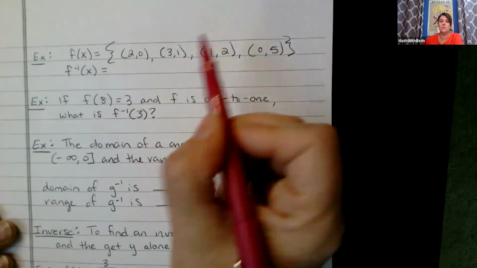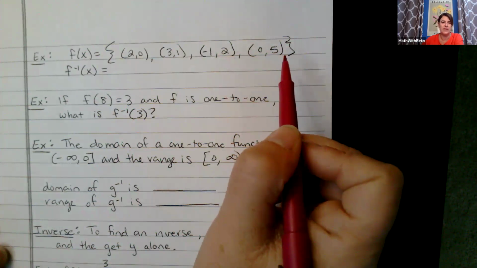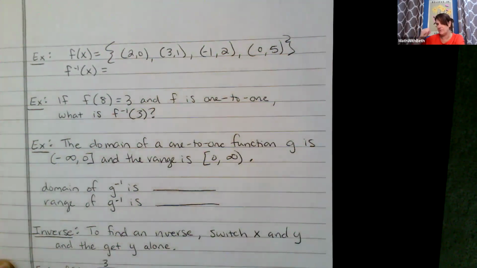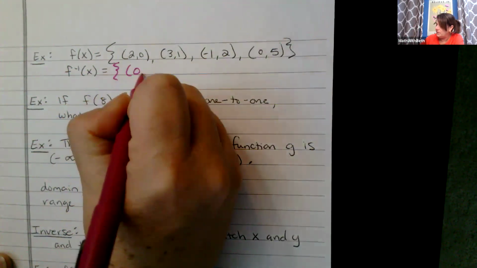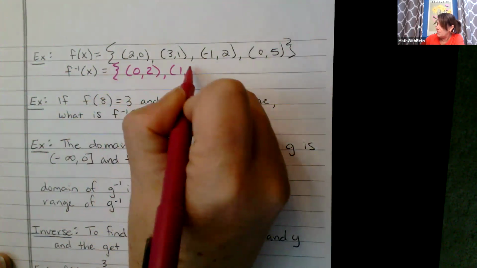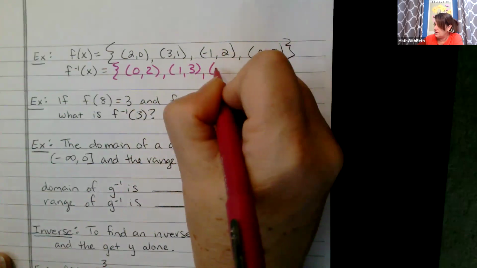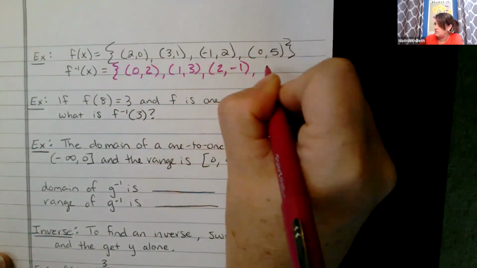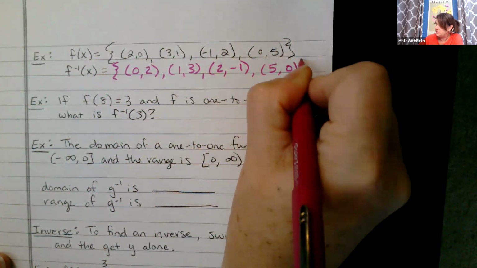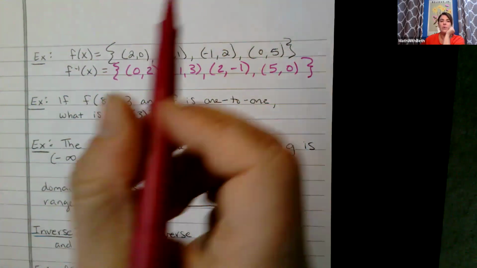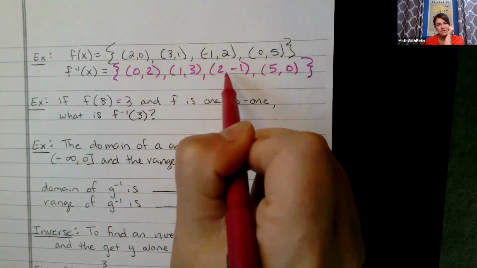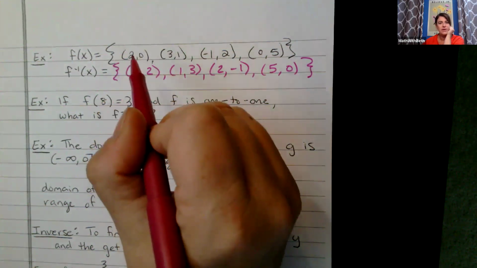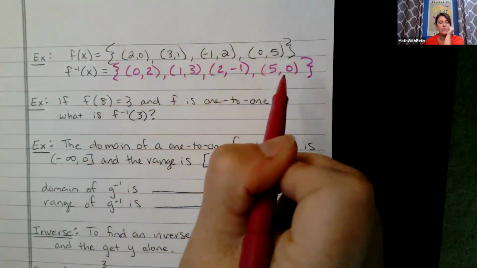So if I told you f of x was these 4 points, so that's it. It's not a continuous graph, it's just these 4 points. What would f inverse be? Well, it would be the same 4 points, but the x and the y would be switched. So do you see why whatever the domain of f of x was is going to be the range of f inverse? Because whatever used to be x's are now y's.